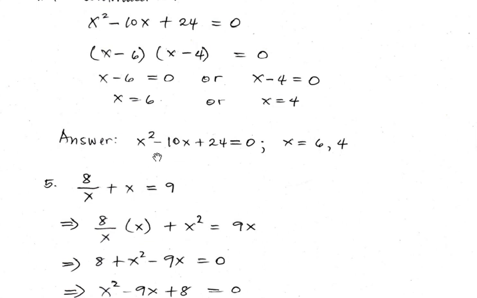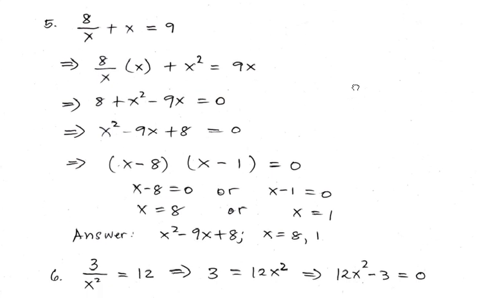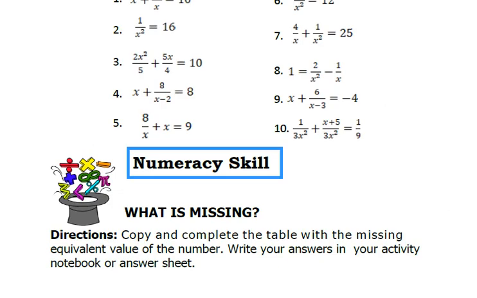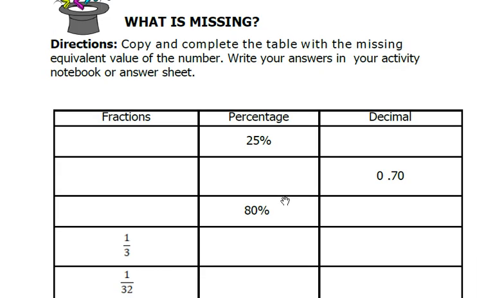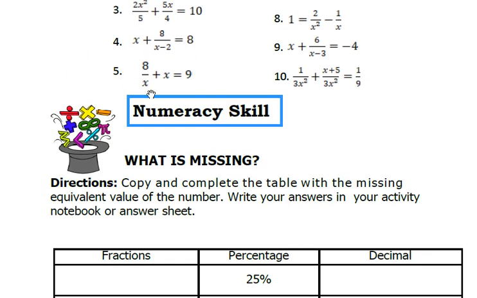The transformed quadratic equation is x squared minus 10x plus 24 equals 0. And the solution, or the values of x, are 4 and 6. Moving on to number 5. Eight over x plus x equals 9.